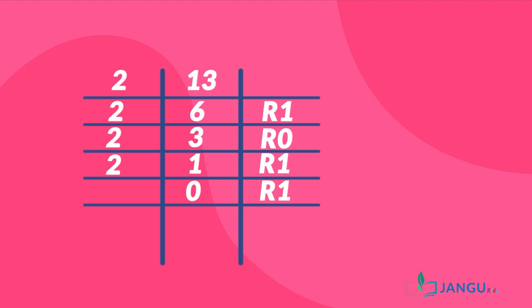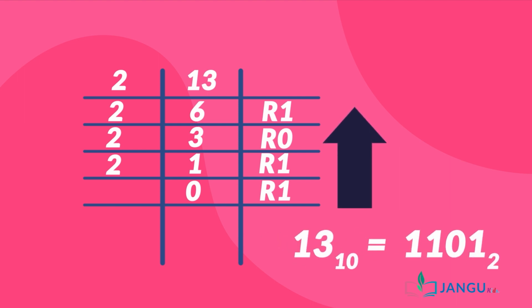And we are done. As usual, we write the remainder from the bottom to the top to get the binary equivalent of the decimal number. In this case, 13 base 10 is equal to 1101 in base 2. Is it a bit clearer now? Hopefully, I get a yes.